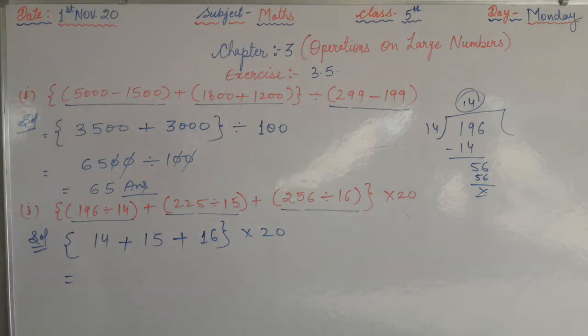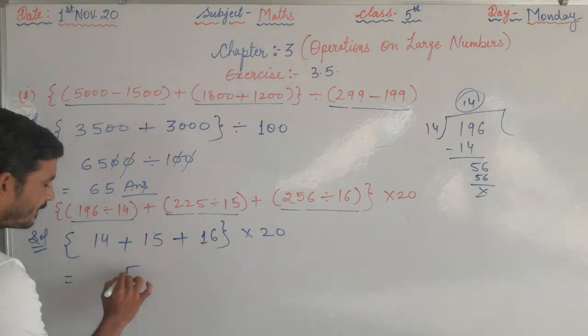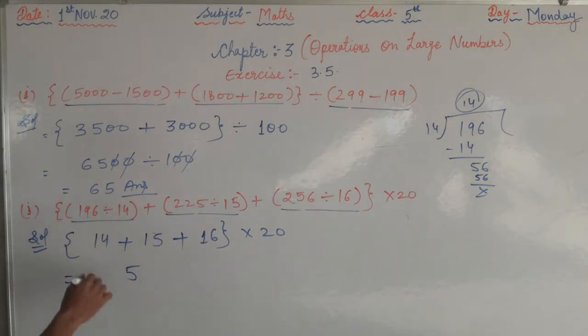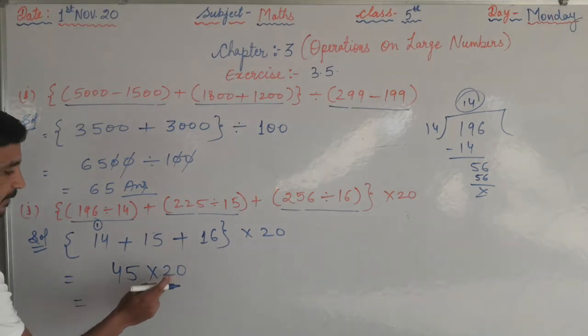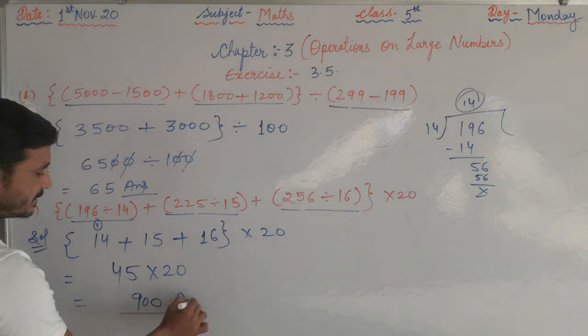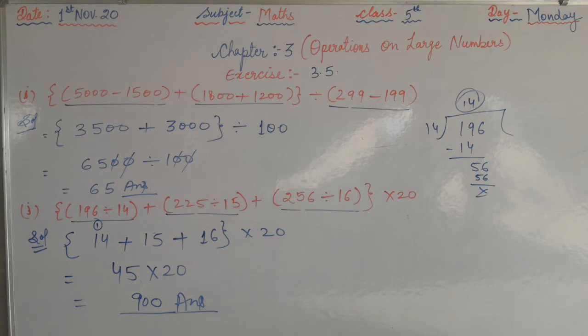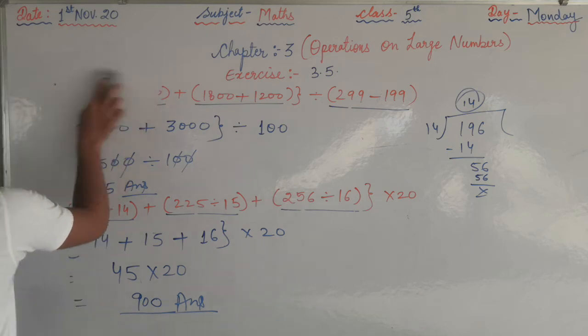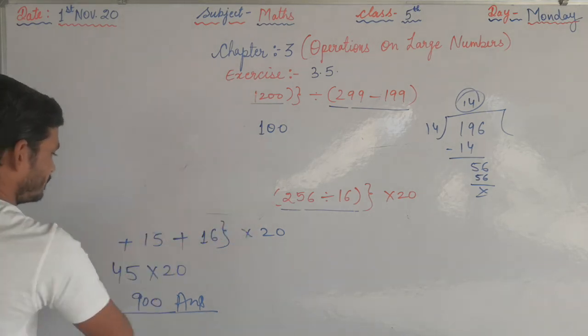Now here you have to add 6 plus 5 is 11, 11 plus 4 is 15, 5 carry 1, so 45. Multiply 45 by 20. Now you have to multiply by 0 here, put the 0 here. 45 times 2 is 90, so 900 is the answer. What's the answer? That is 900. Okay, so your question number 1 is completed. Now see question number 2.